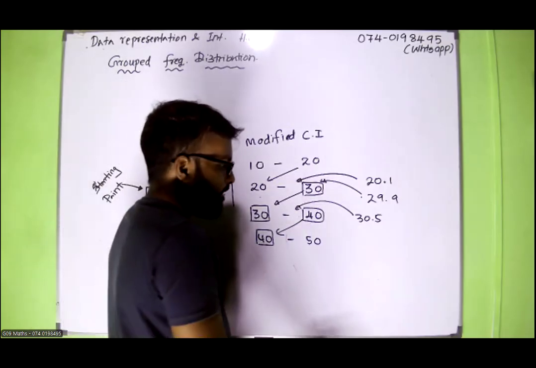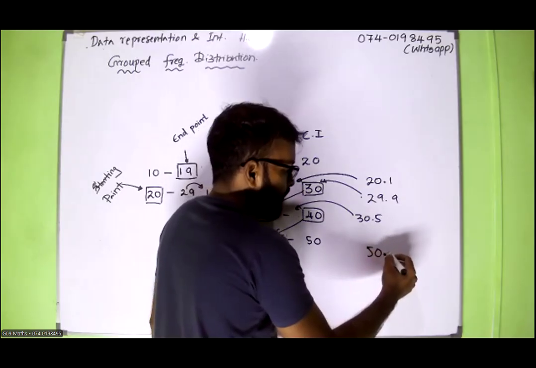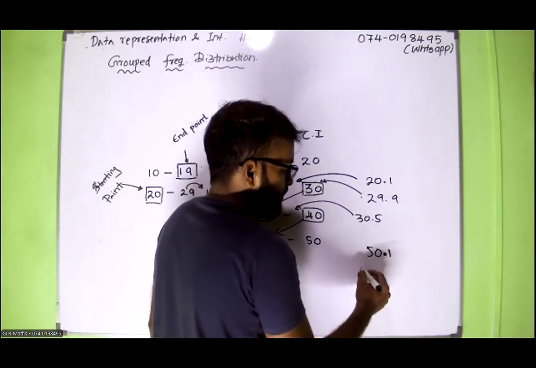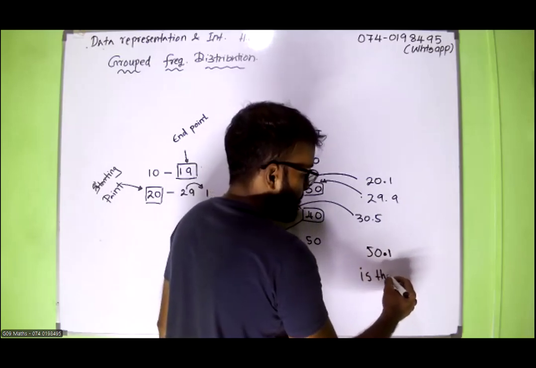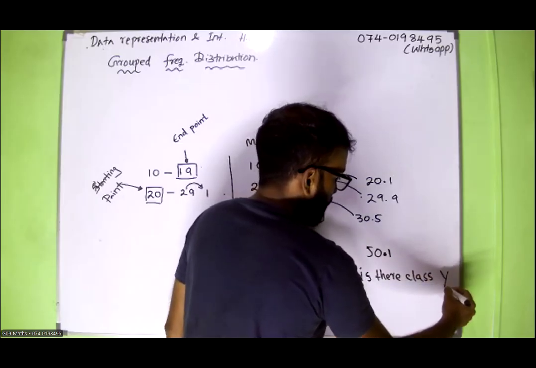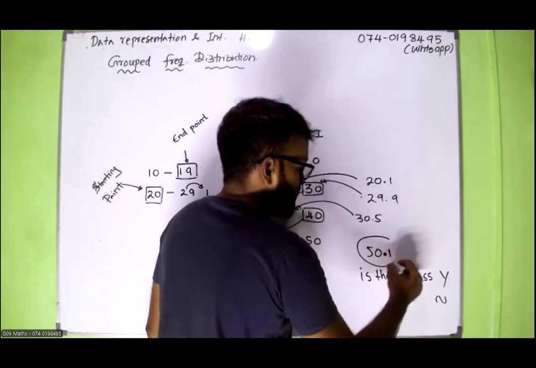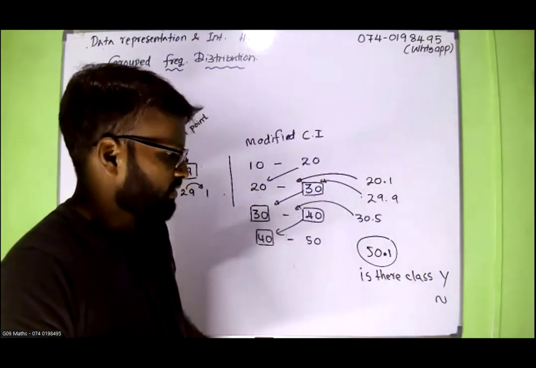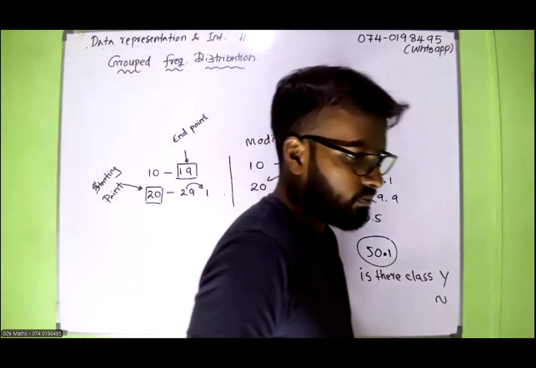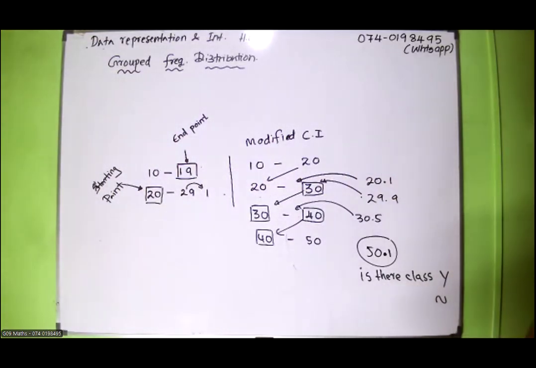Okay, then can anyone tell me about 50.1? For 50.1, is there a class interval? Yes or no? Please send me an answer.